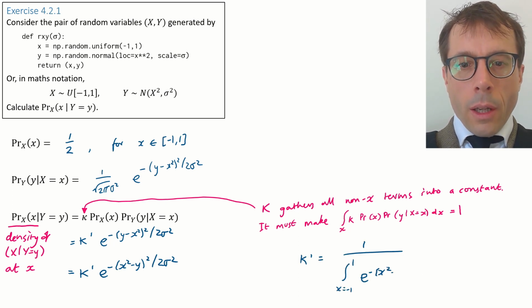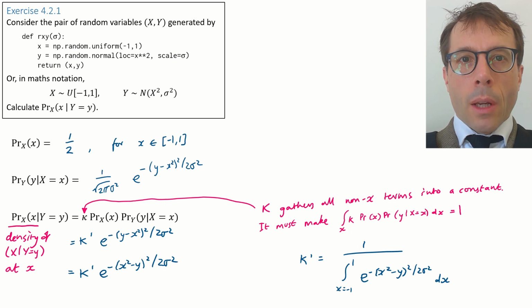So, finally, the constant kappa prime must be whatever it takes to make the conditional likelihood formula integrate to 1 when we integrate over x. In other words, it must be 1 over the integral of the expression we just derived.